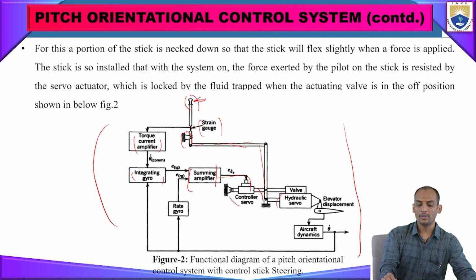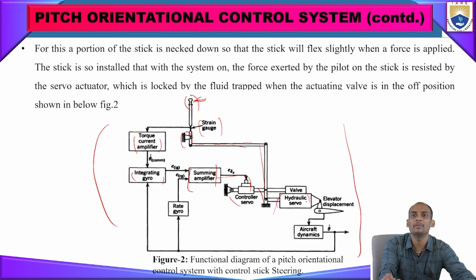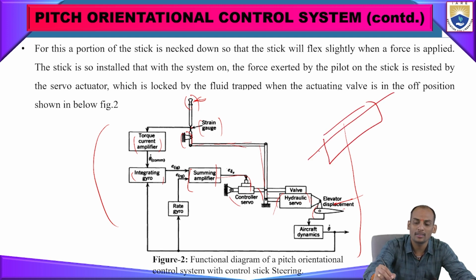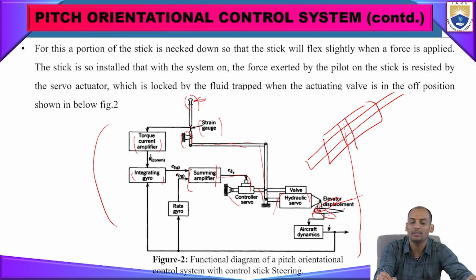Here the hydraulic servo motor is connected to the control surface. Here the control surface is the elevator, so that elevator needs to move. For that, when the signal is given, the hydraulic servo motor will operate. Hydraulic servo means what? That is an actuator-type arrangement. So the actuator will be operated, the actuator input will be given, so that it will be displaced like this, or like this. Like that, the operation of this control surface will happen.